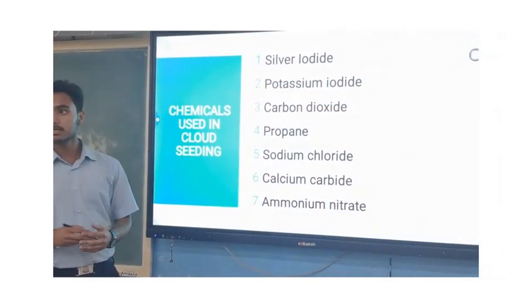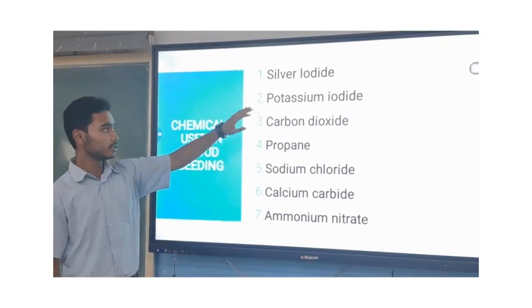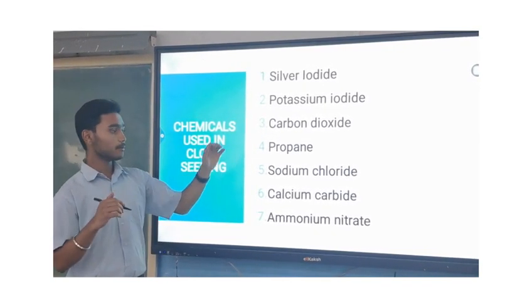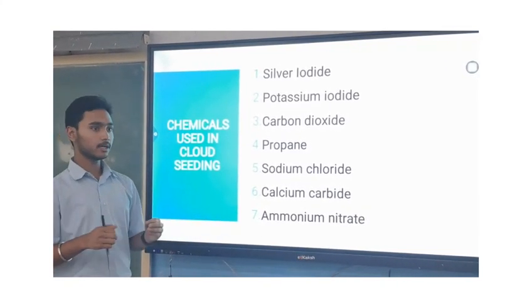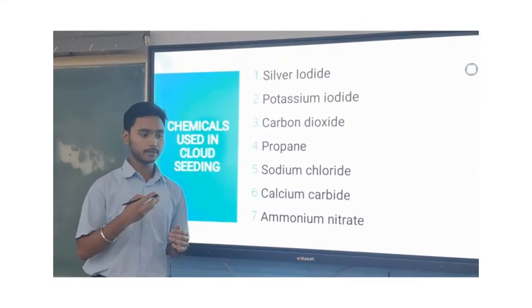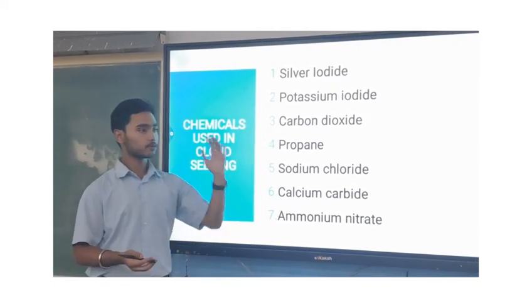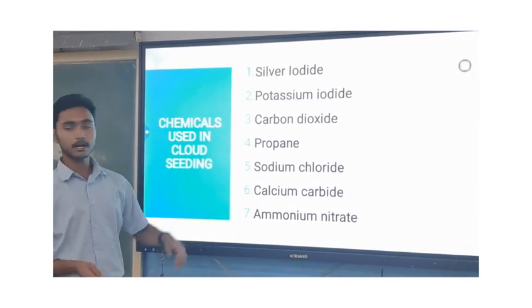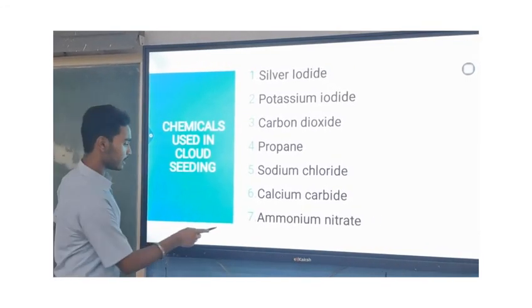The most common chemicals used in cloud seeding are silver iodide, potassium iodide, and dry ice, which is the solid form of carbon dioxide. Liquid propane, which expands into a gas, is also used in this method. A type of salt with hygroscopic salt is also nowadays being popular in this field. A hygroscopic salt is a salt which absorbs moisture from the atmosphere. Sodium chloride is a good example of it. Other than these, calcium carbide and ammonium nitrate are also used in cloud seeding.